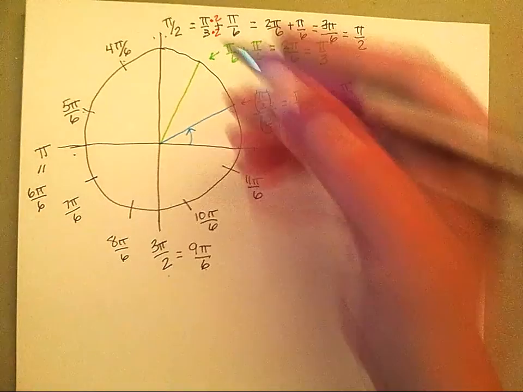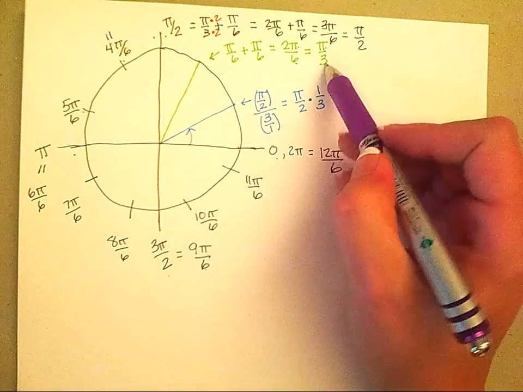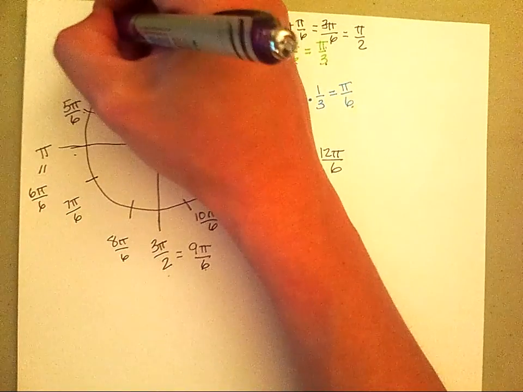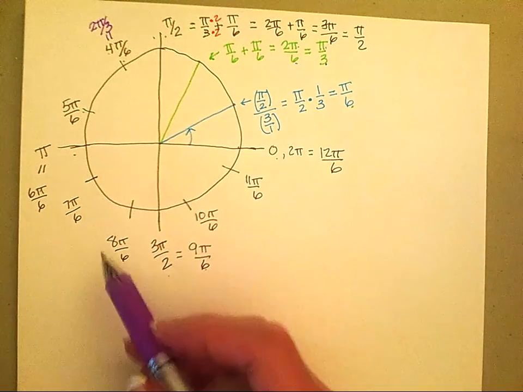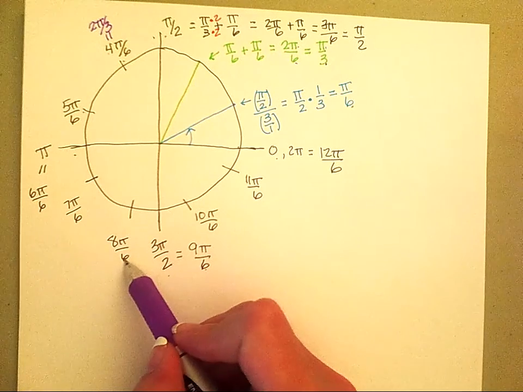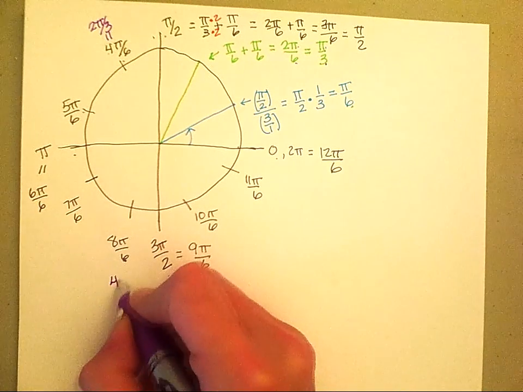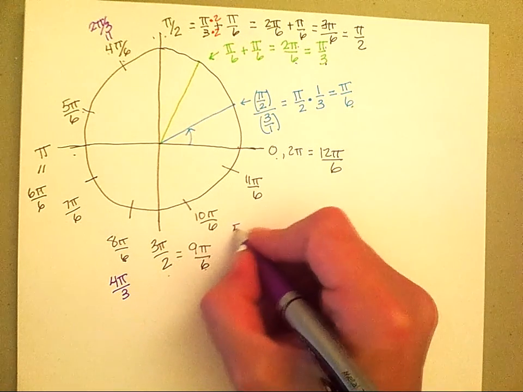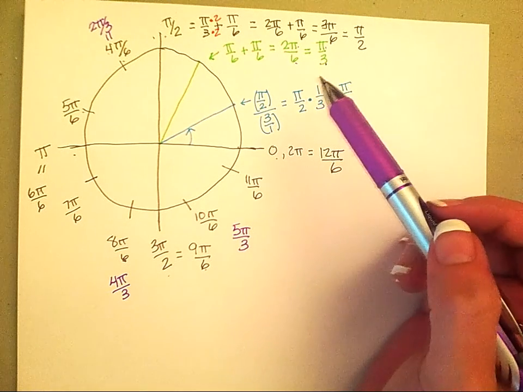And then usually we would do the reducing. So, for example, 2 pi's over 6 we'd call pi over 3, 4 pi's over 6, there's a common factor of 2, so we reduce that to 2 pi over 3. Here we have another common factor of 2, so this is 4 pi's over 3, and a common factor of 2 here, so this is 5 pi's over 3.